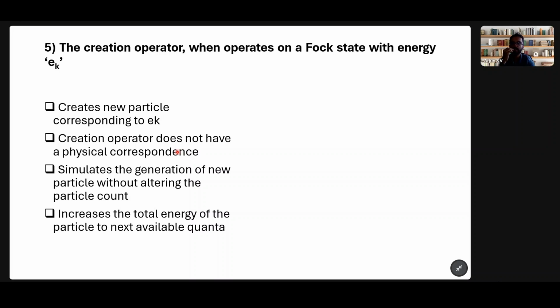So the creation operator when operates on a Fock state with energy Ek, what happens? And we all know that creation operator does not have any physical correspondence. So option B is the correct answer.